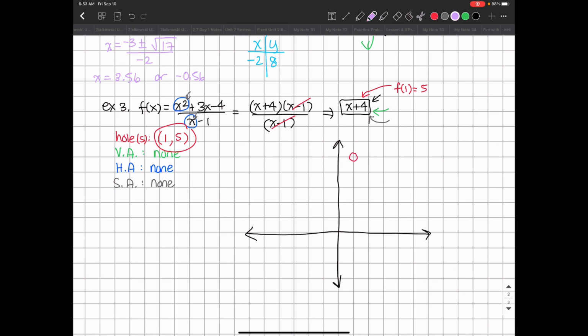And then I forgot my important points. My y-intercept is 4, or 0, 4. And my x-intercept, or my 0, is at negative 4, 0. That's the number. Yeah, negative 4, 0. So negative 4, 0, and 0, 4. And then I connect these, and that is my graph.